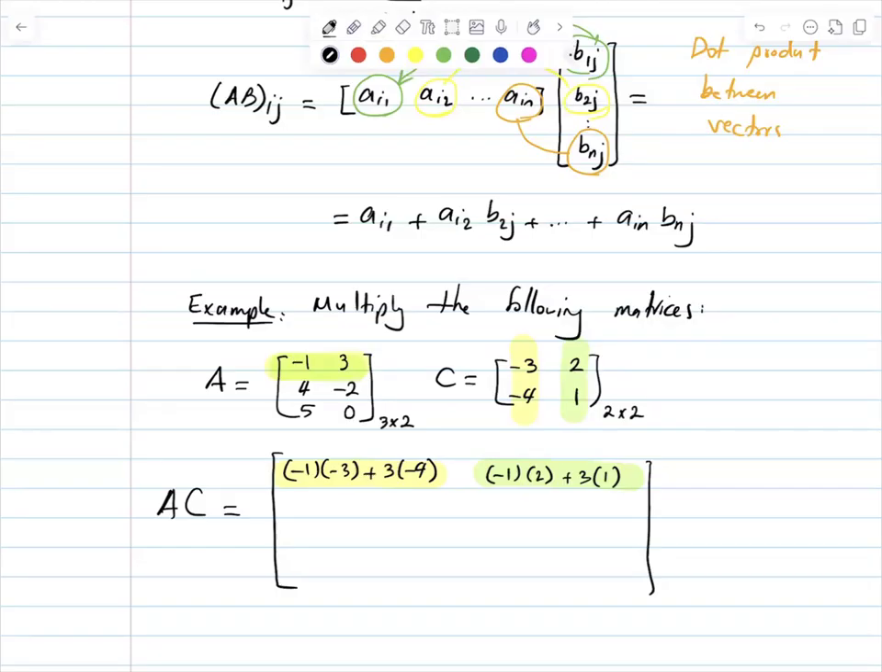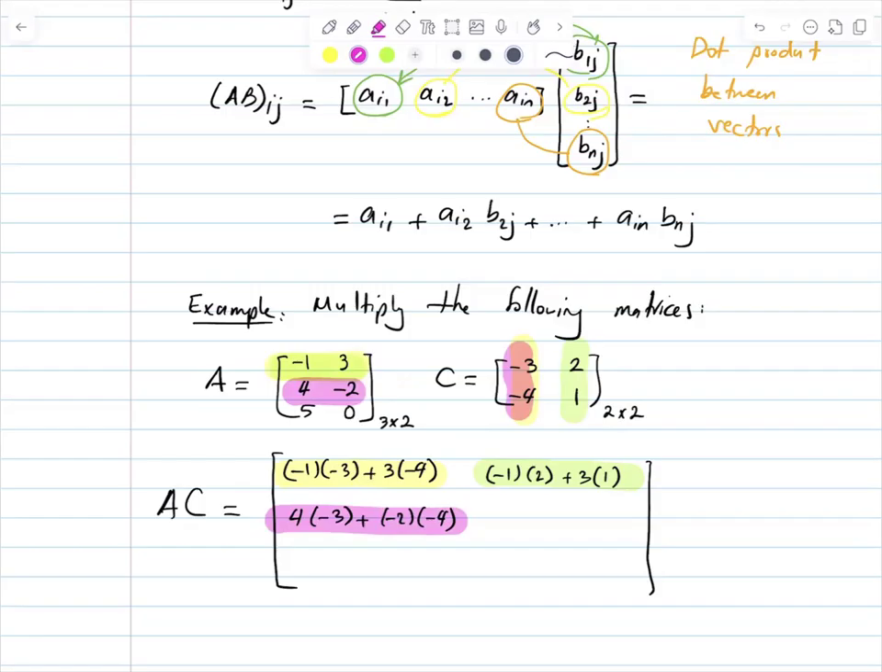Then let us go to the next row. On the next row, I have 4 and -2, which I need to multiply by the first column. Step by step, one by one, we are calculating each entry. So now I have 4 times -3 plus -2 times -4. So this is just written here.